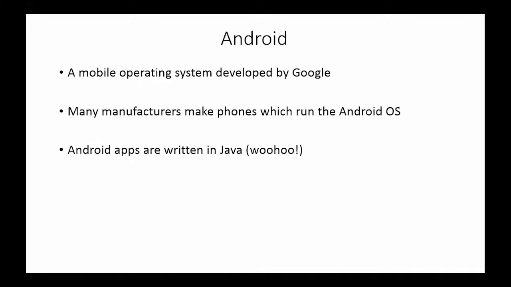And here's some good news. Android apps are written in Java. So that's awesome, because that's what we've been learning. And that's actually a small reason why we were learning Java in the first place, because there's this huge new application for the language, which is Android applications. I'm using applications too many times, but I think you get the idea.